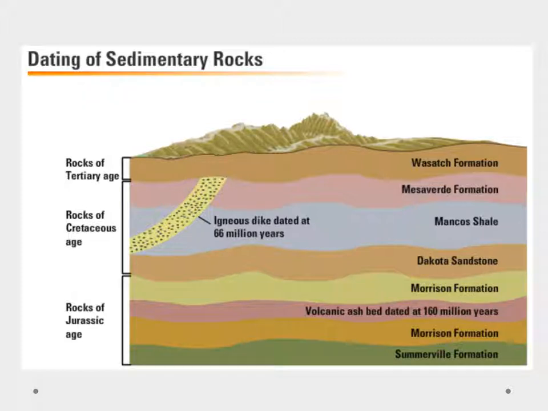So what we can do is we can use inclusions and intrusions of igneous materials, and that'll give us the ability to roughly date these sedimentary rocks. So if we notice here we have a volcanic ash bed that was 160 million years, we know that these are going to be older than that, and everything above it is going to be younger than that. And if we have this intrusion here at 66 million, then we know this Wasatch on top is going to be younger than 66 million, but we know that these here are going to be older than that 66 million years.